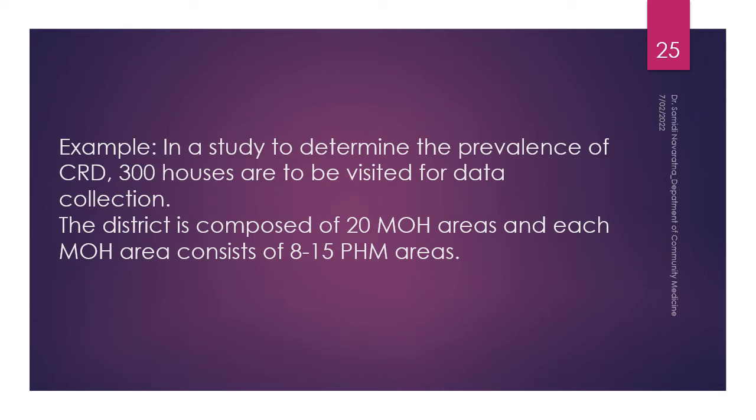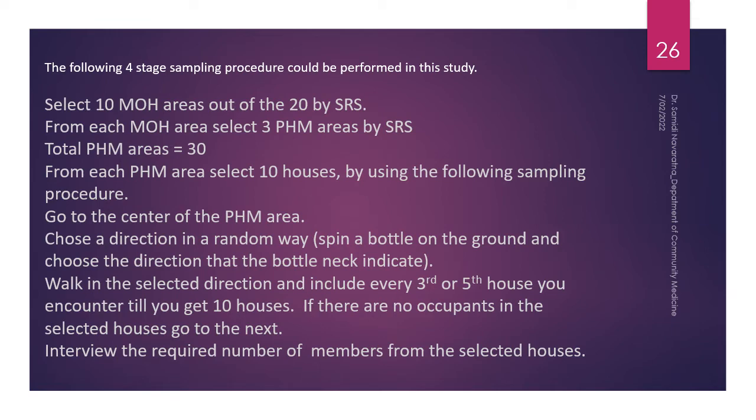Yet another example to understand multi-stage sampling. Say in a study to determine the prevalence of chronic renal disease, 300 houses are to be visited for data collection. The district is composed of 20 Medical Officer of Health areas, and each MOH area consists of 8 to 15 public health midwife areas. So this is one method of doing it, but there's no one correct answer. You can use any method that is correct.